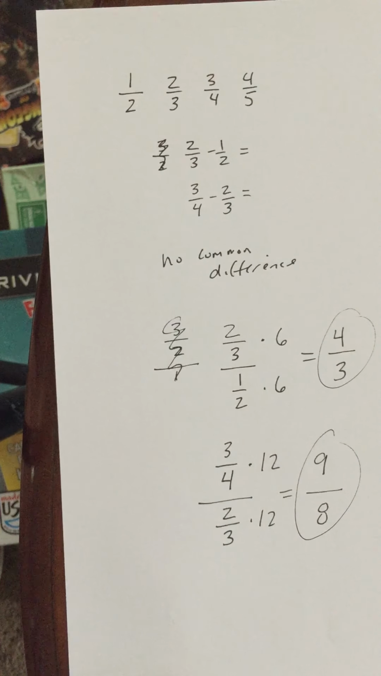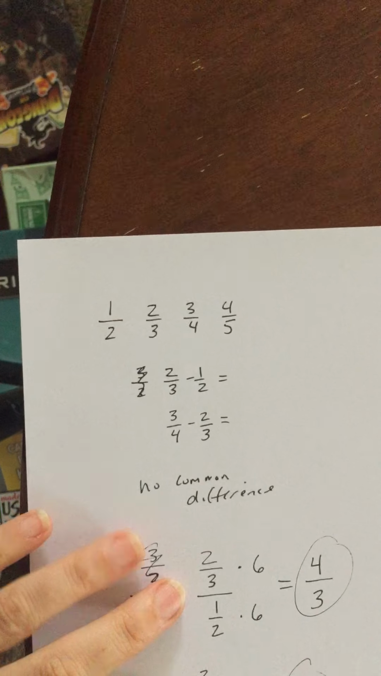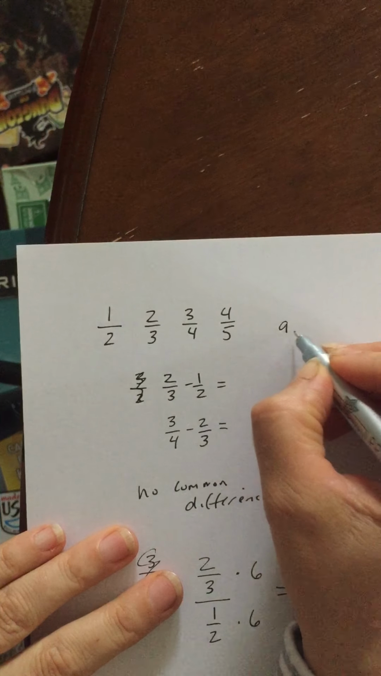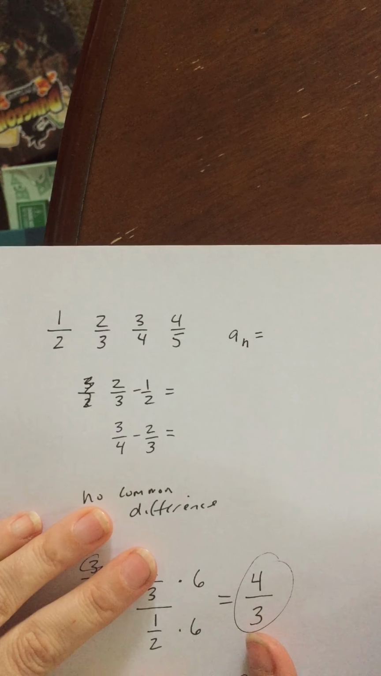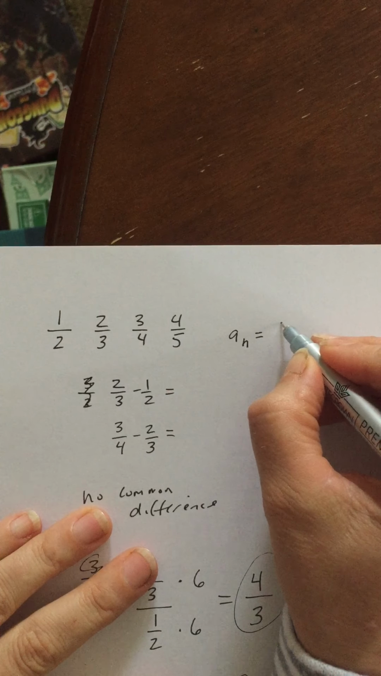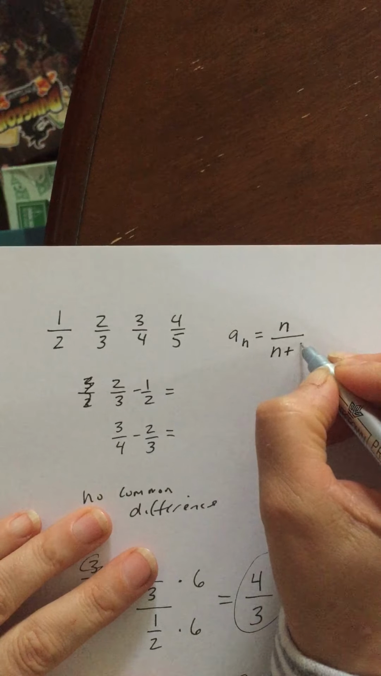So it neither has a common difference, where you take a term and subtract the previous term, nor a common ratio, where you put a term over a previous term. So this would be a neither sequence. The question is, could you come up with a definition for it? And you can. You could say a sub n is going to be equal to n over n plus 1.